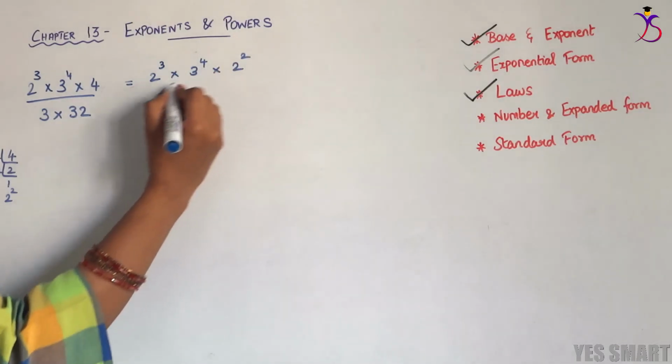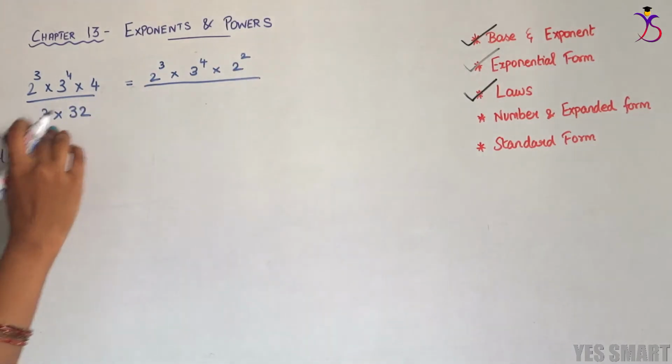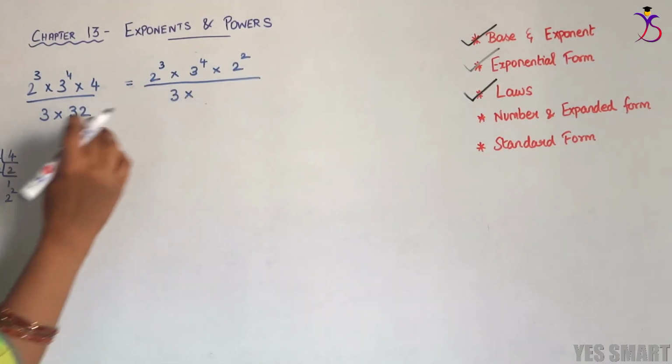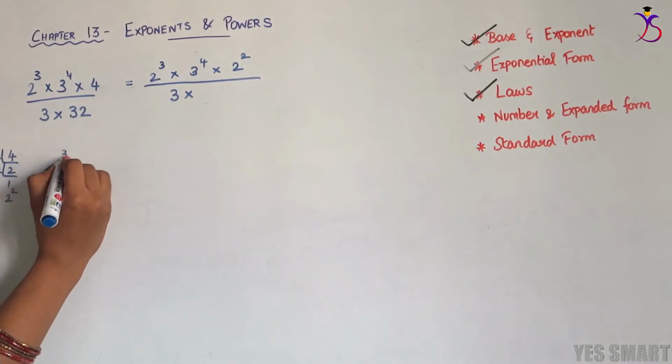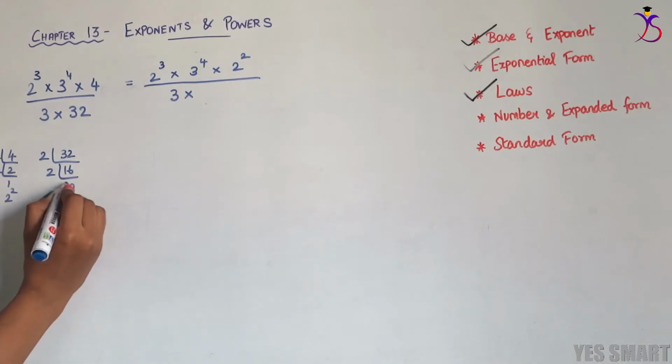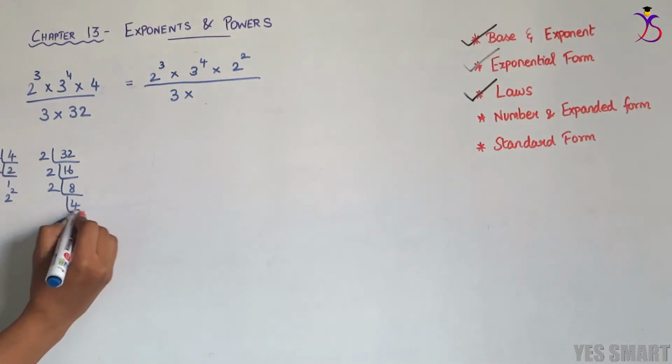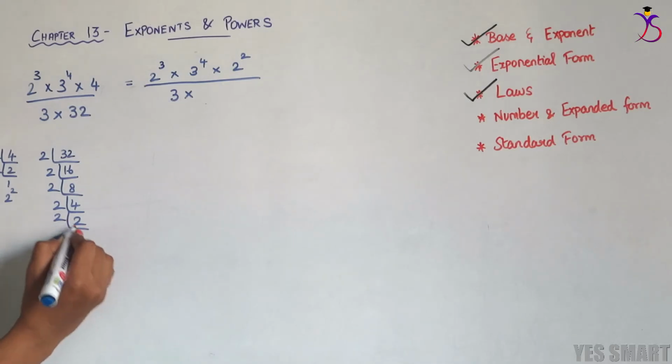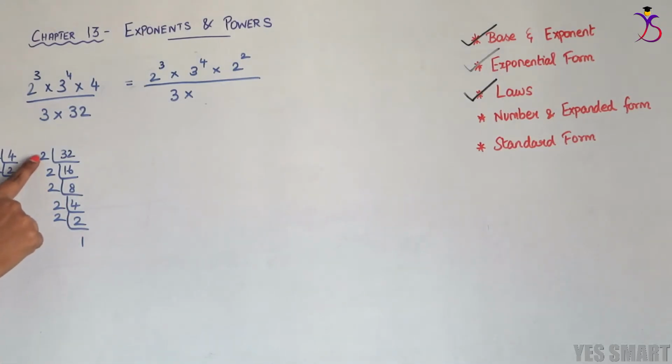Hence, instead of 4, we can write 2 to the power of 2, divided by 3 into 32. 32 is not a prime number. So, we will do prime factorization. 2 16s are 32, 2 8s are 16, 2 4s are 8, 2 2s are 4, and 2 1s are 2. 1, 2, 3, 4, 5.